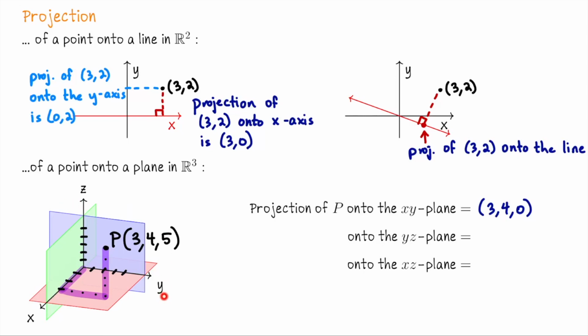The projection of P onto the yz plane would return the point on the yz plane closest to this point. So you would want to travel 3 units towards that plane to zero out the x coordinate. So the projection onto the yz plane would be 0, 4, 5. And the projection onto the xz plane on the left would be 3, 0, 5.